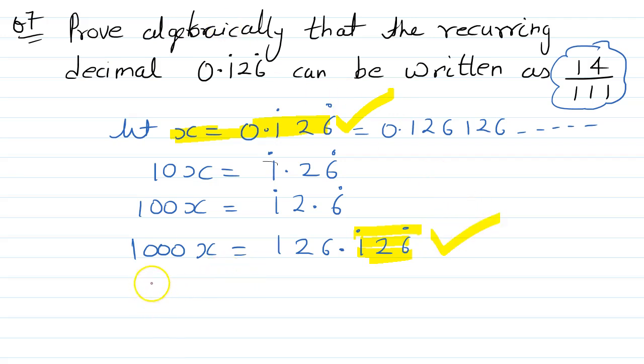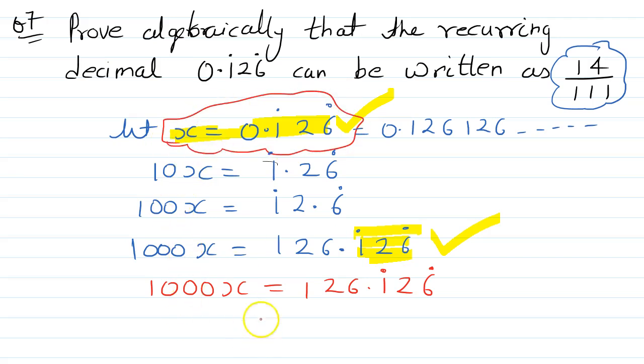So let's write down here 1000x equal to 126.126, where 6 is recurring and 1 is recurring, right? Now what is x? x is this one. So x is 0.126 recurring. Okay, so let's simplify this.